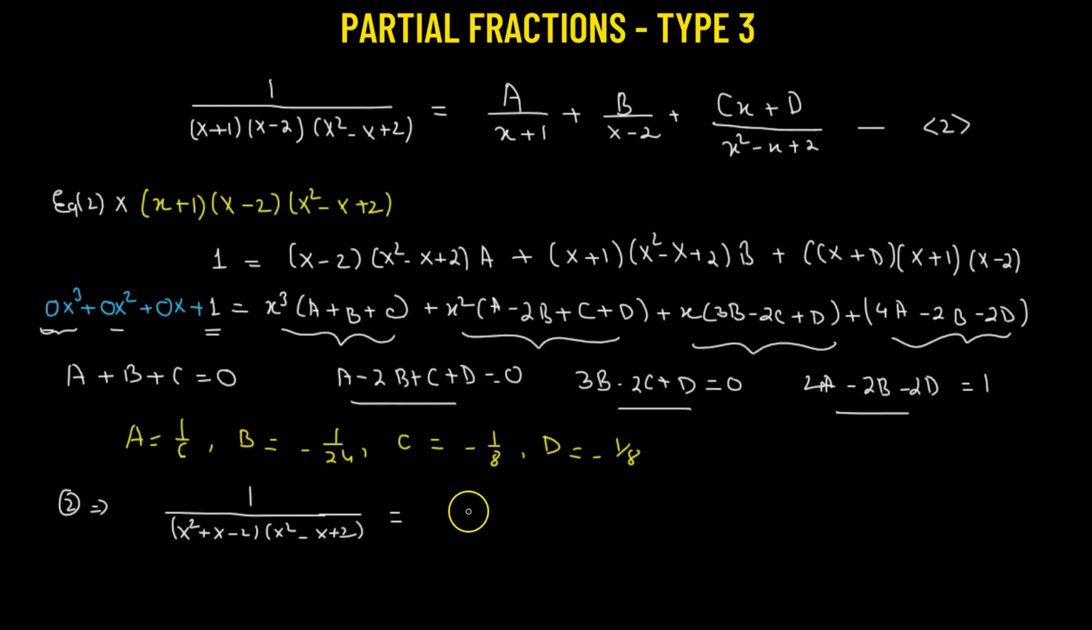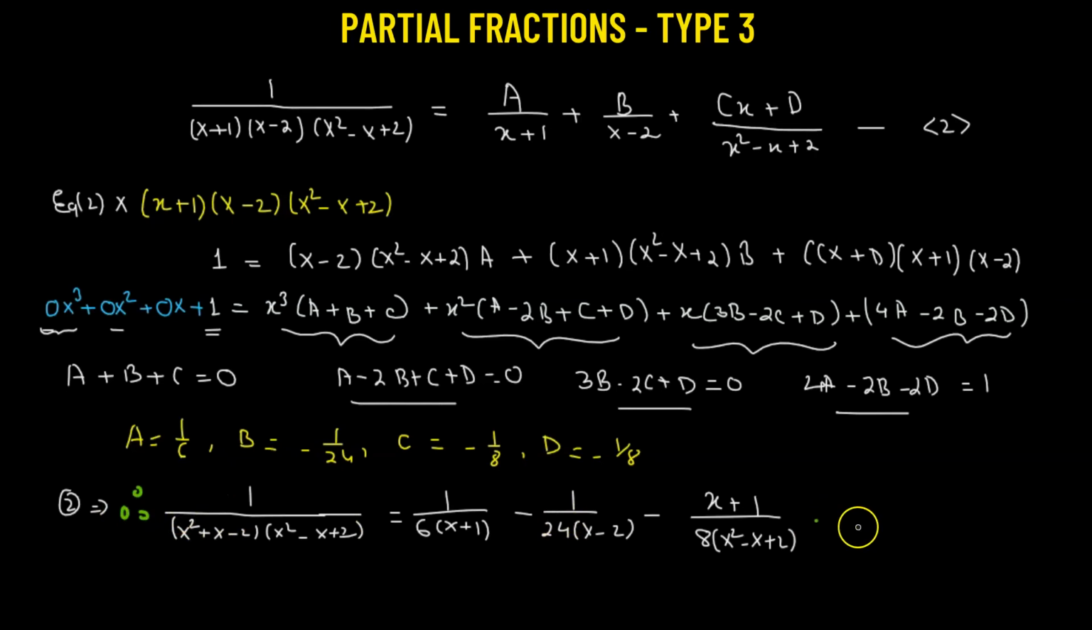So we have a over x plus 1. So a is 1 over 6. So we have 1 over 6 times x plus 1. Then we have b over x minus 2. So that's negative 1 over 24 times x minus 2. Then we have cx plus d. So both are negative 1 over 8. So we have negative times x plus 1 whole divided by 8 multiplied to x squared minus x plus 2. So what we have done, we have successfully resolved the given rational fraction into 3 partial fractions.